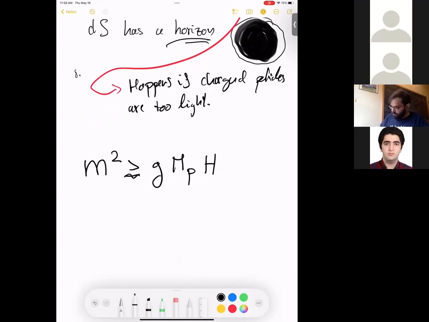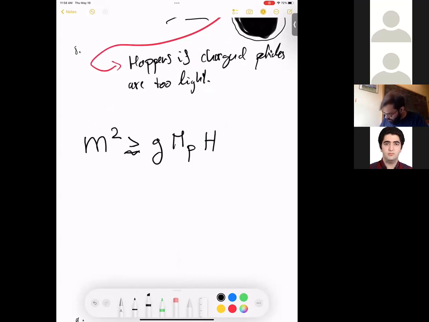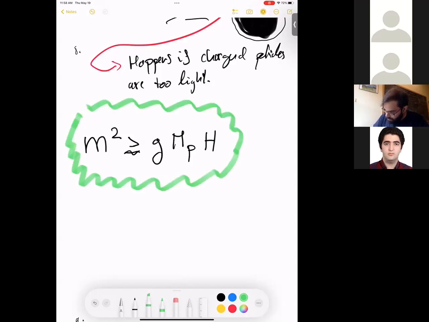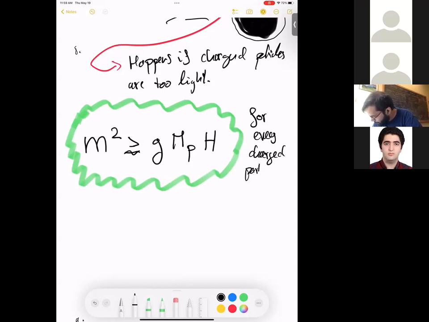Okay, so this bound is a new Swampland condition that you get out of applying gravity to de Sitter space. So this is for every charged particle, and it's what we call the Festina Lente bound.